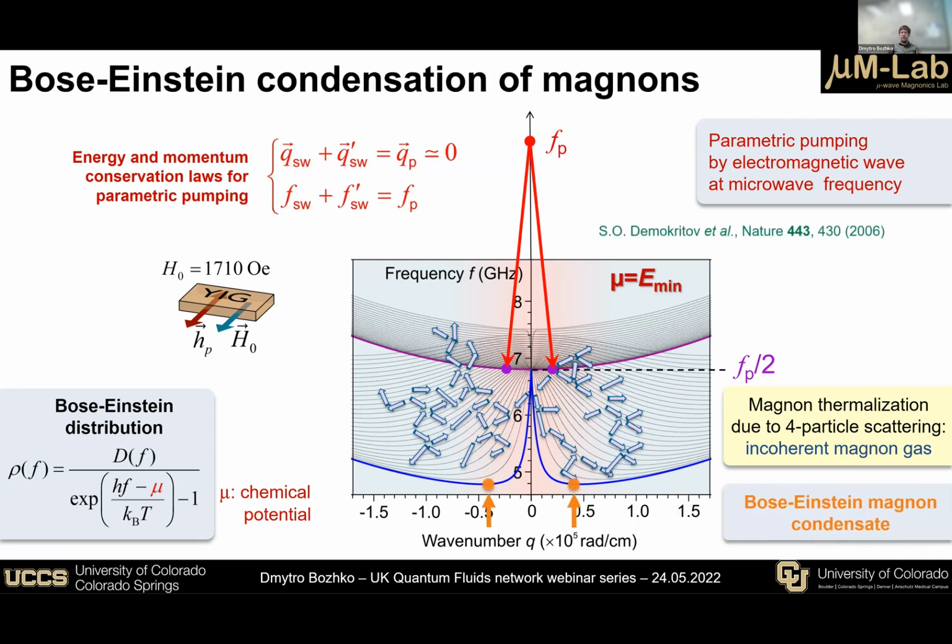And eventually, if we pump the system strongly enough, we expect the formation of a magnon Bose-Einstein condensate in the minimum of the spectrum, on top of the overpopulated spectrum.